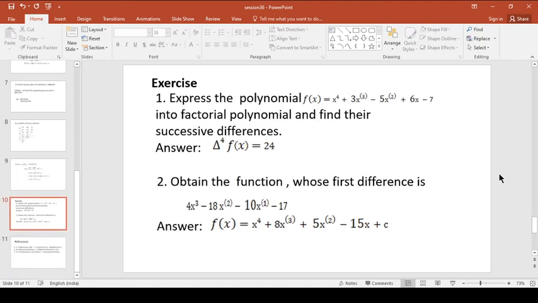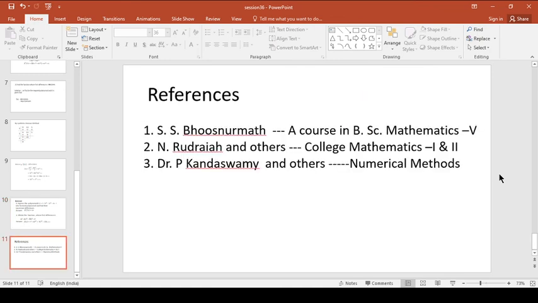So these are some exercise examples. You can try these examples. And these are the references which we have used for this video.